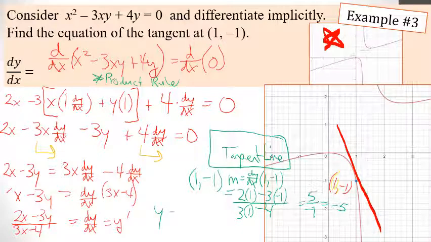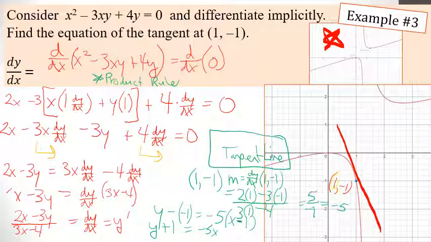So y minus our y value equals our slope, -5, times x minus our x value. So we get y plus 1 equals -5x, plus 5. So our final answer is y equals -5x plus 4. Okay, that's our final answer.